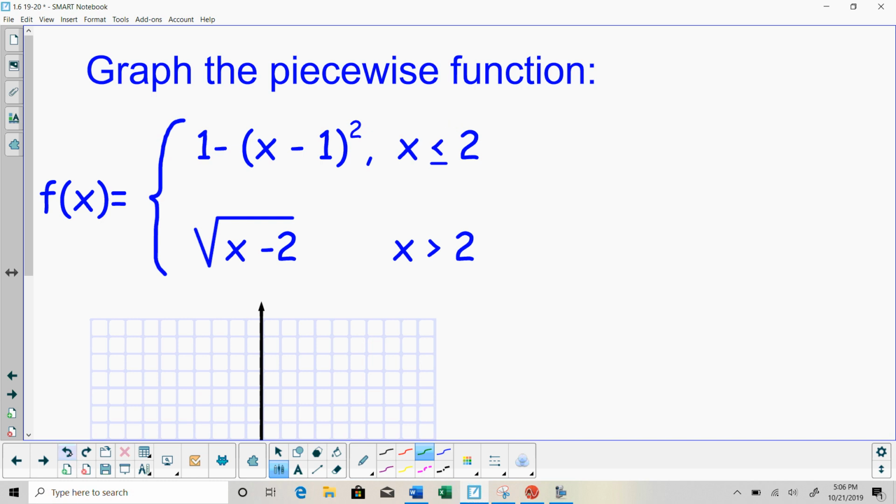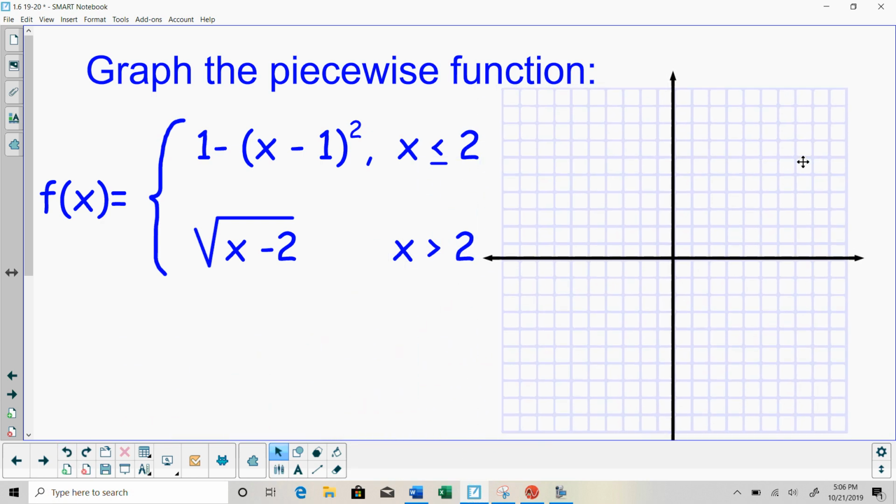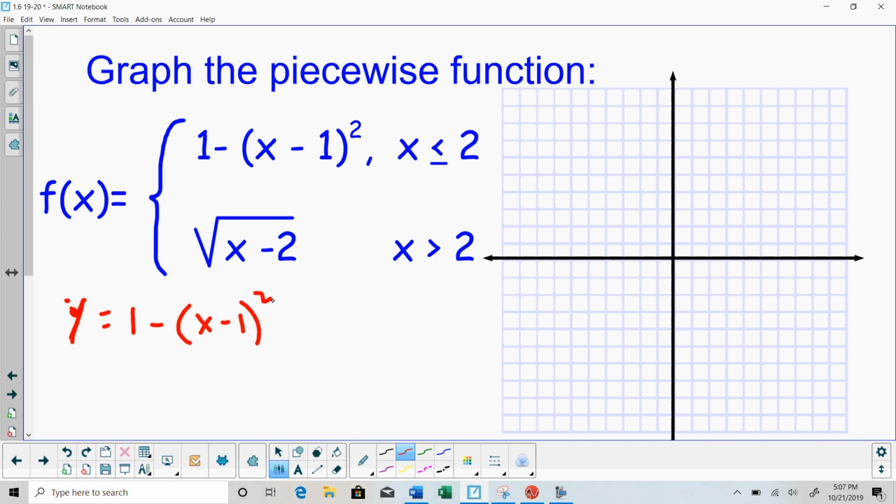And so what we have to do now to graph this, I'm going to pull this up here. We're graphing this in 2 pieces. And let's just start out with the first function. The first function is just y equals 1 minus x minus 1 quantity squared. And we want this for x less than or equal to 2. Now we will learn some more sophisticated methods of graphing this, but for right now, let's just plot some points.